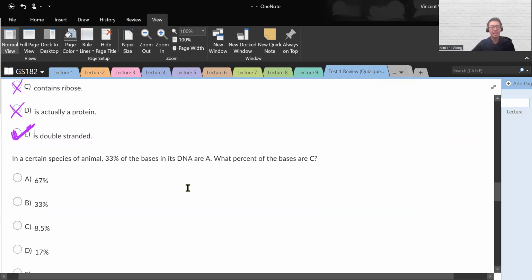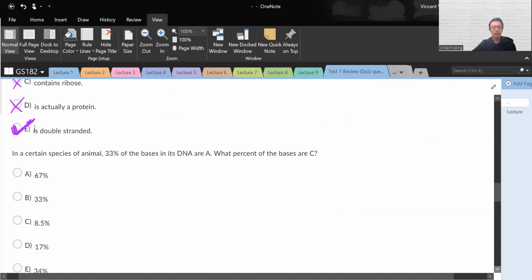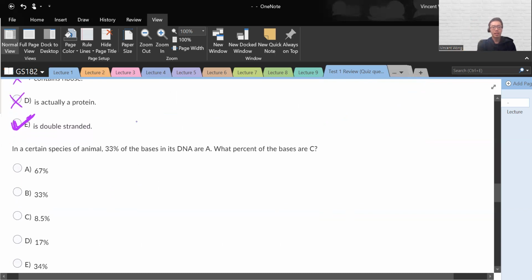Next, a certain species of animal has 33% of its bases being A. What is the percent of C? If you have 33% adenine, you also must have 33% of what? Which other base is also 33%? Help me out here, guys. Thymine. That's right, because A pairs with T, right? So whatever percentage of A you have, you have the same percentage of T.